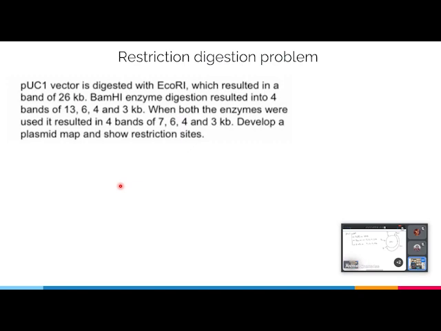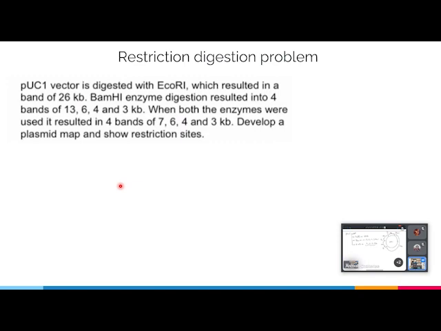And then progressively we have smaller bands. So we have this as the 6 kb, this as our 4 kb, and this as our 3 kb bands, which solves the BamHI problem. Now we have EcoRI that can be present anywhere, but the given information tells us that when both EcoRI and BamHI were used, we still have four bands present. That is 7, 6, 4, and 3.